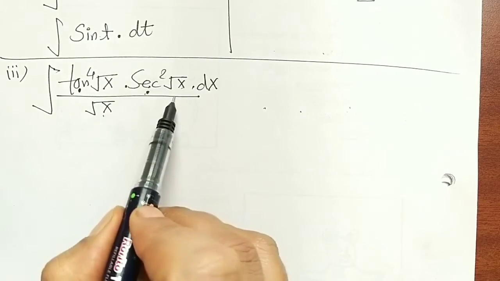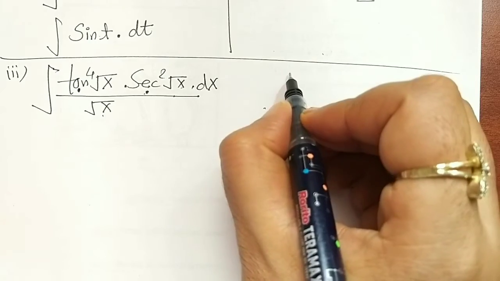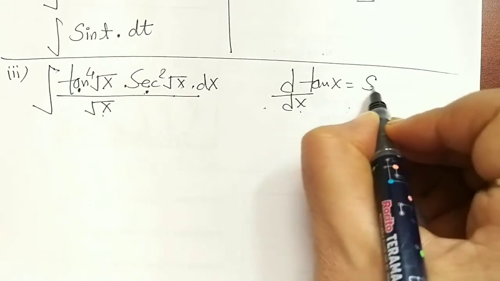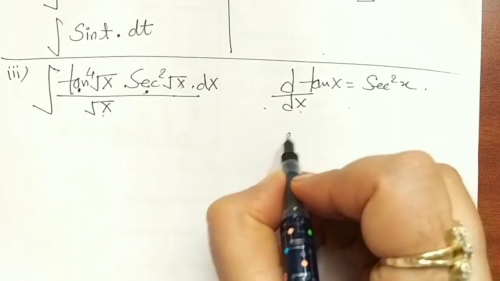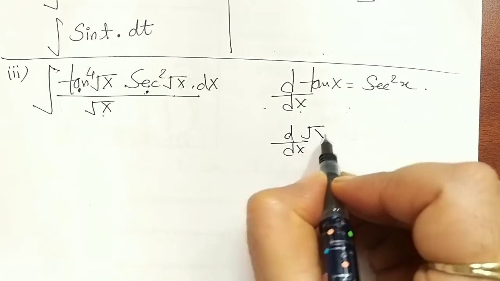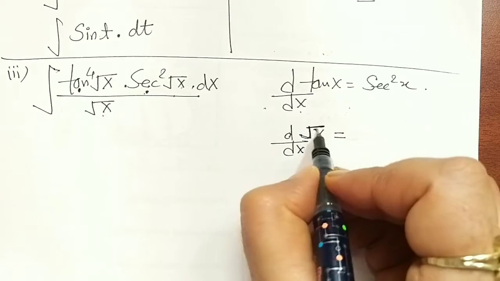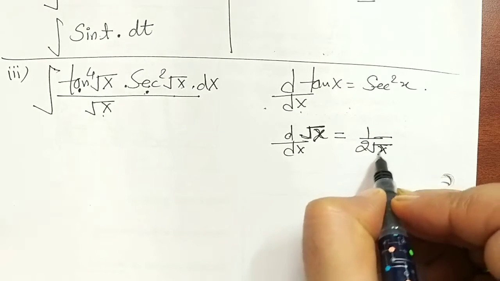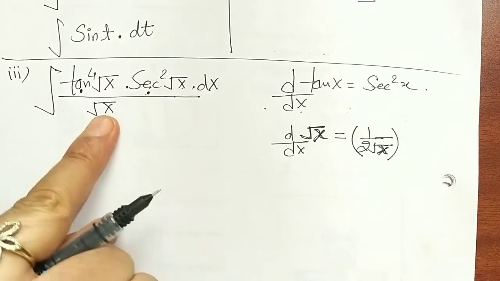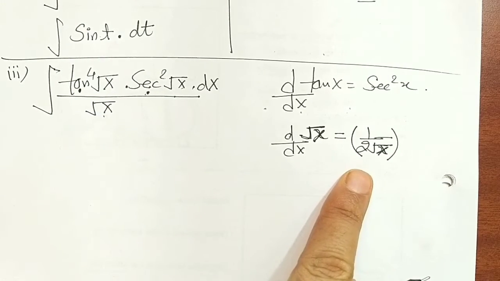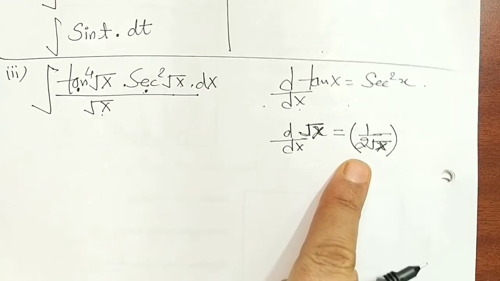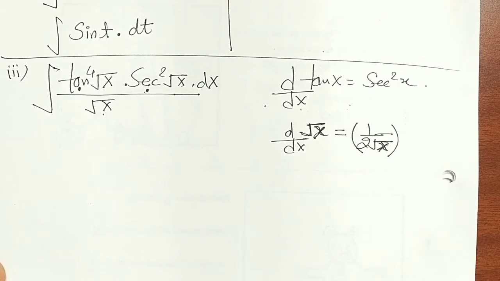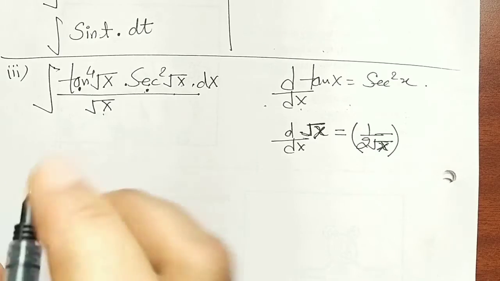Okay, even root x, see, if you remember, d by dx of tan x is nothing but sec square x. And do you remember d by dx of root x? This you have to memorize, is 1 by 2 root x. Okay, this is derivative, which is also present here. Only 2 is not there, so 2 does not matter. We can multiply and divide according to our choice, right? Number is not a problem.